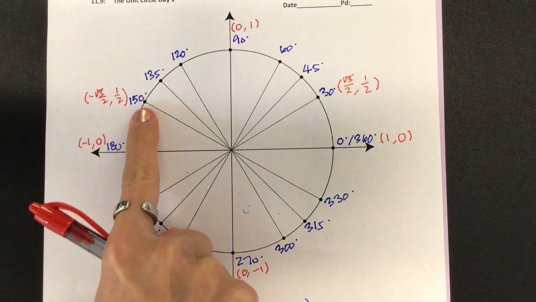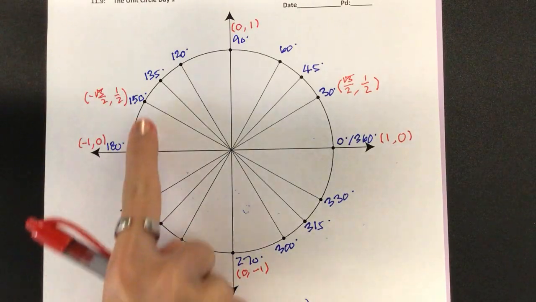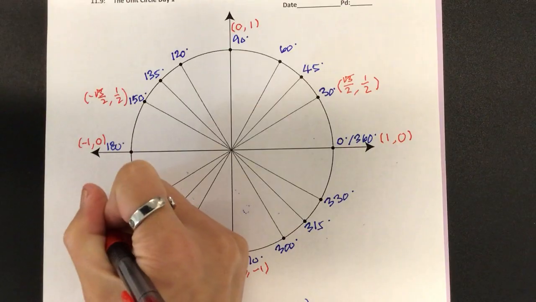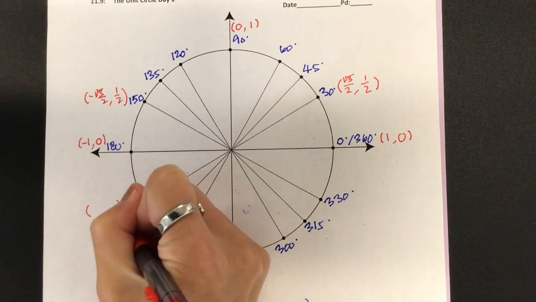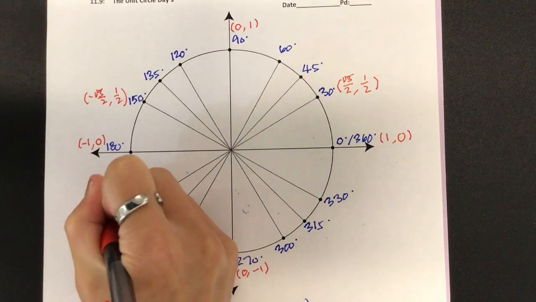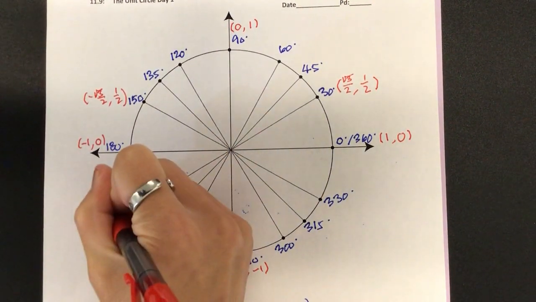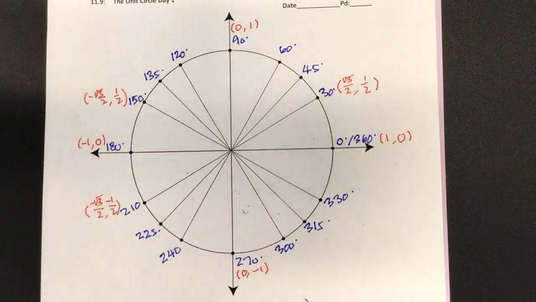From 150, I'm going to drop to 210. So I went down, correct? So if I go down, what movement am I going to change? The opposite. So I'm going to leave negative root 3 over 2. The opposite now becomes not positive anymore, but negative. So again, when you know one, you know the rest of them.